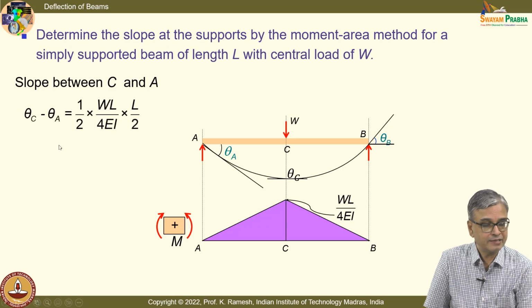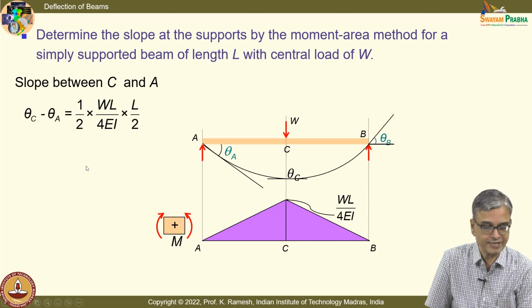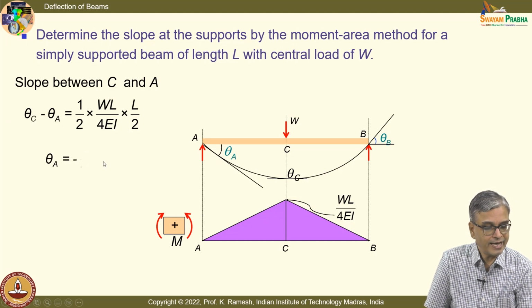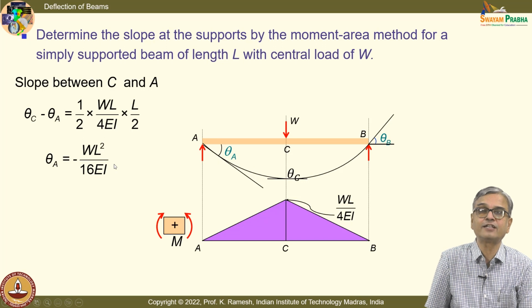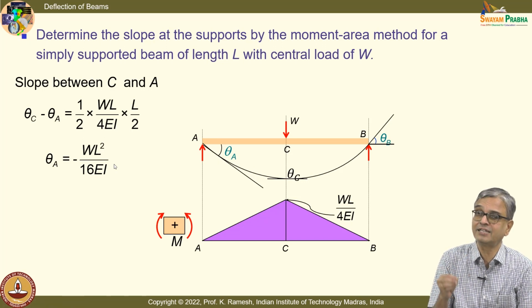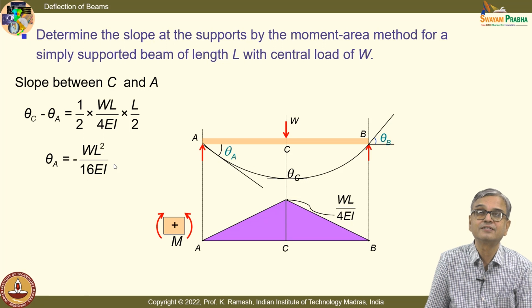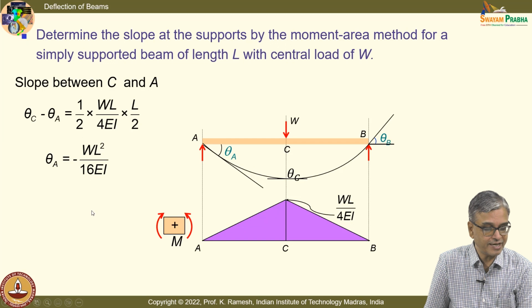I have from the moment area, I have to get the area of this triangle. So, you have the base height given as WL by 4EI, and then half BH gives me the area, that gives me theta C minus theta A, and you have theta A as minus WL squared by 16EI. So fortunate that you have also got theta A with the correct sign in the first shot itself. Fine. It is an incidental advantage, that is what I would say.